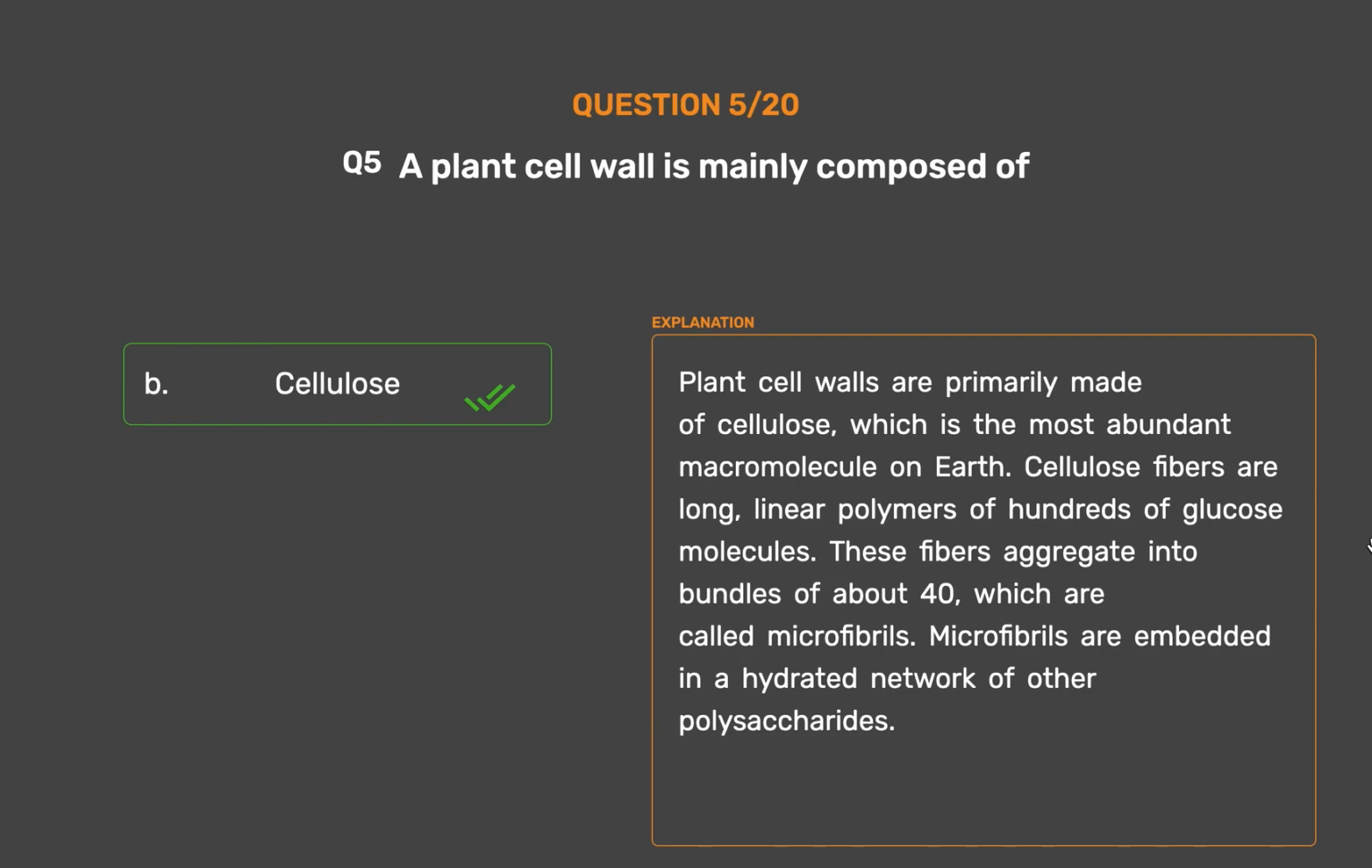Cellulose fibers are long, linear polymers of hundreds of glucose molecules. These fibers aggregate into bundles of about 40, which are called microfibrils. Microfibrils are embedded in a hydrated network of other polysaccharides.